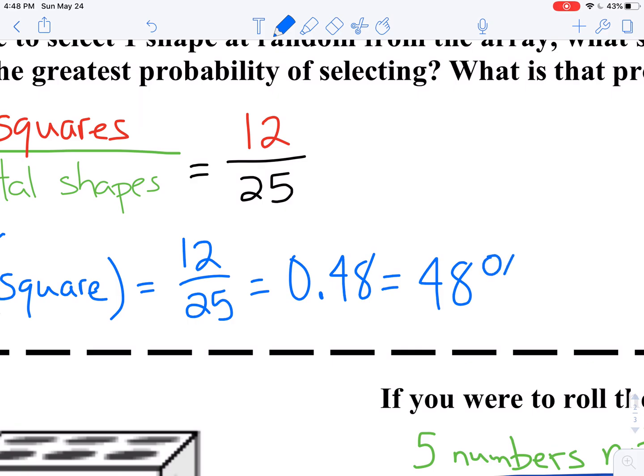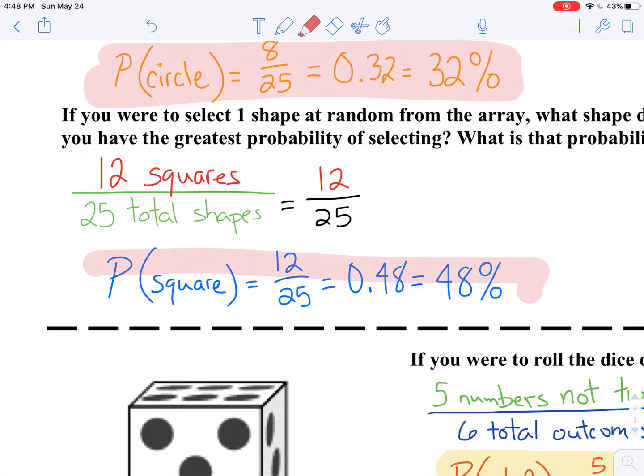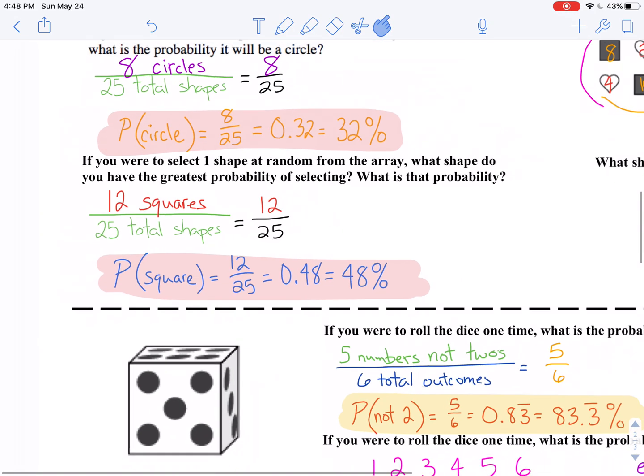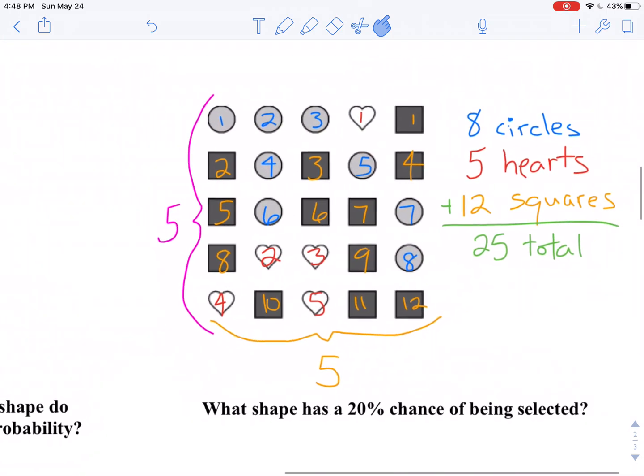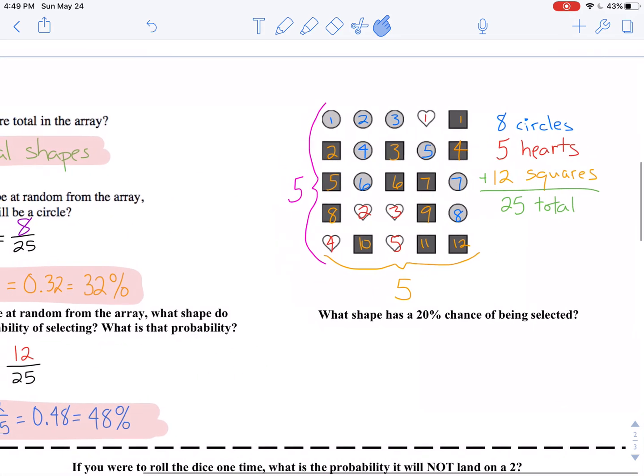Hey, that's just less than half. And I know half of 25 is 12.5. So if exactly half of these shapes were squares, it would be 12.5. And there are only 12 squares, so it's a little bit less than half. That's why our percent was 48%.